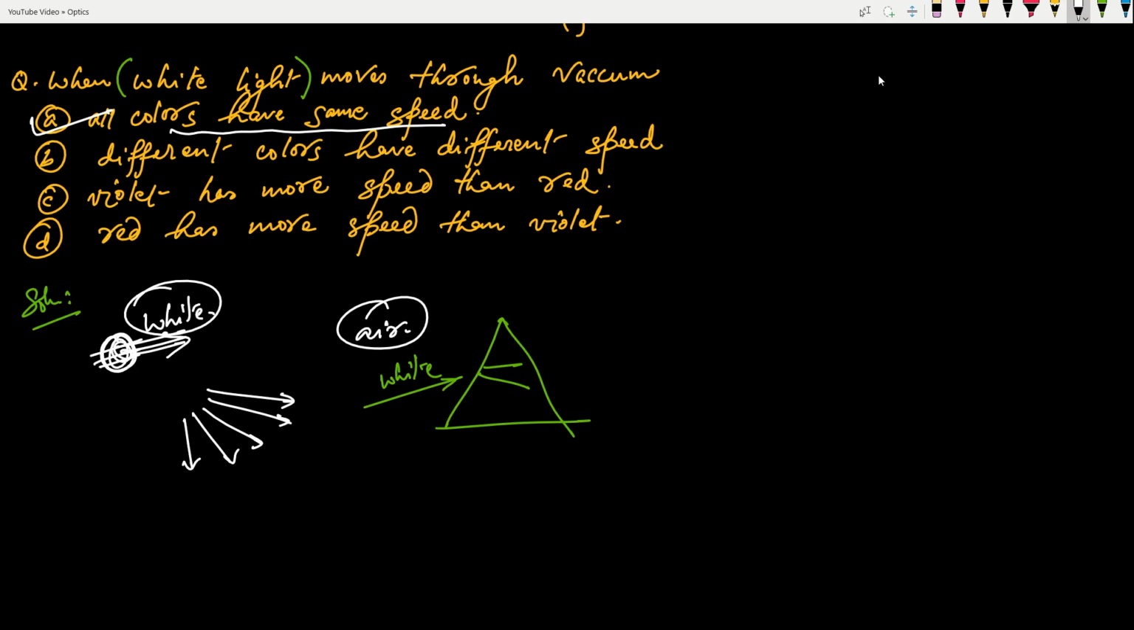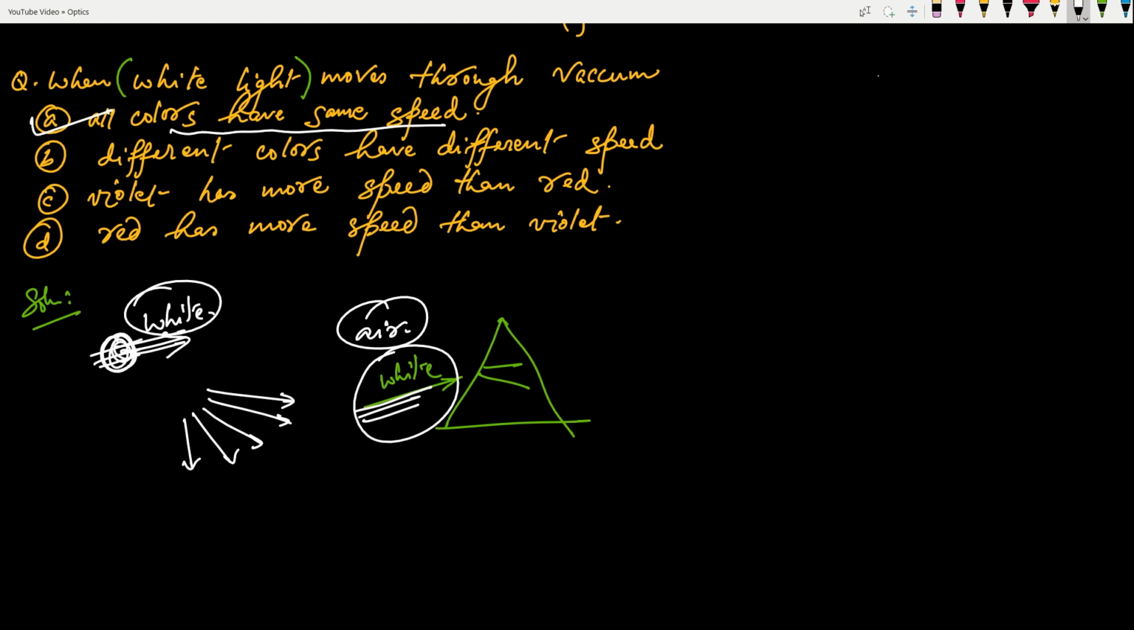But when it is traveling in a parallel manner in air, all the colors have been combined together to form a single unit, and therefore that single unit will have the same velocity. Therefore, in white light all the colors have the same speed. I hope the concept is clear.